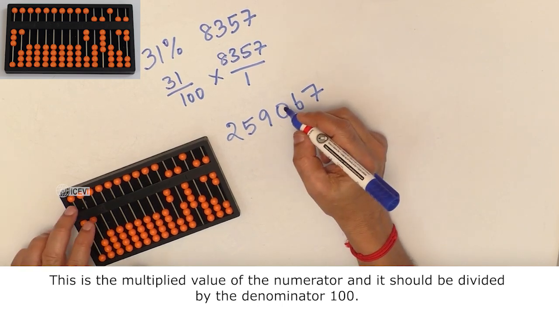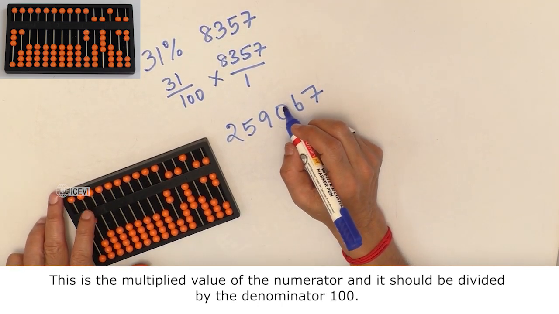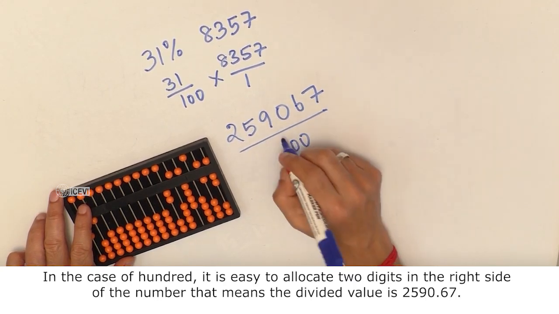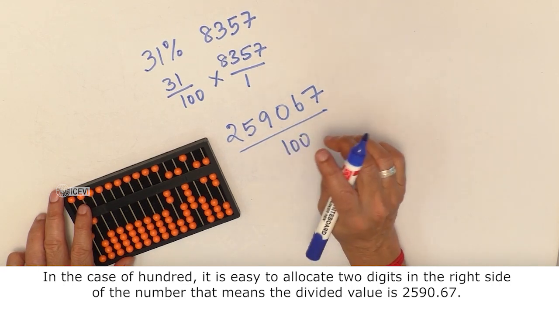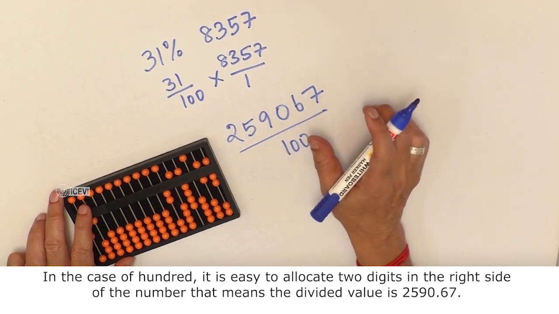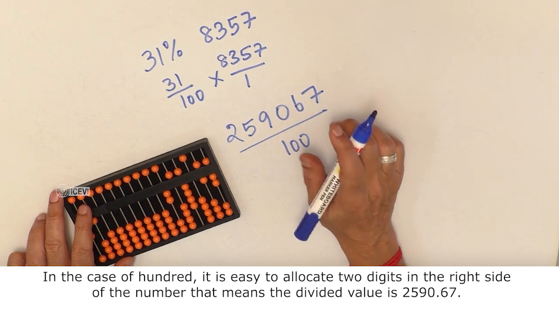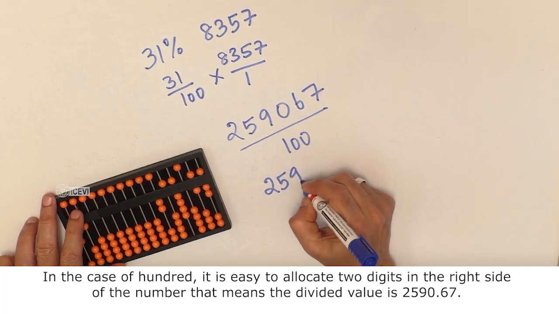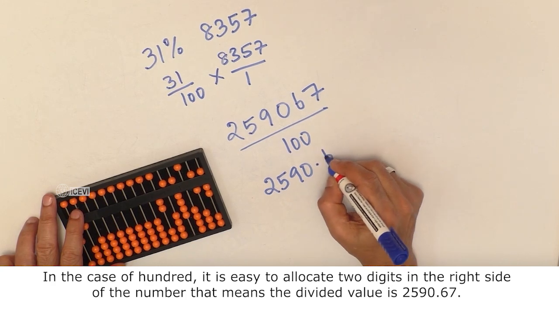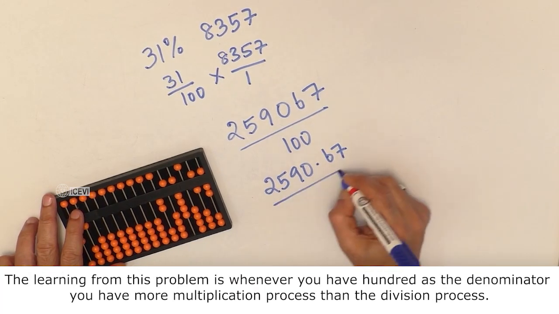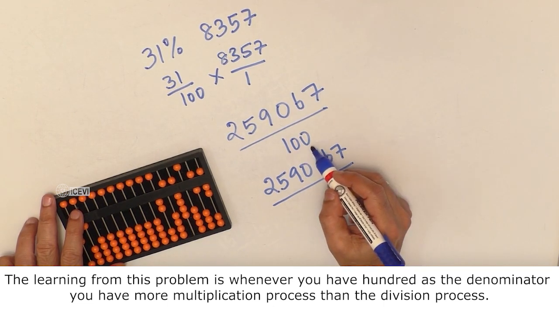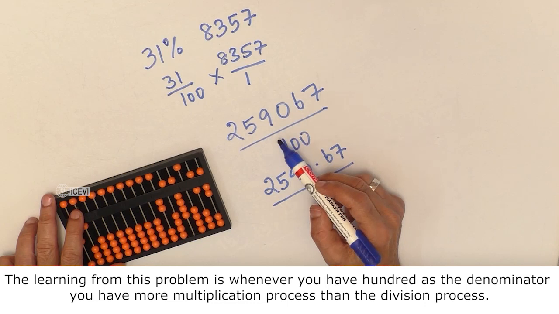This is the multiplied value of the numerator and it should be divided by the denominator 100. In the case of 100, it is easy to allocate 2 digits in the right side of the number. That means the divided value is 2590.67.